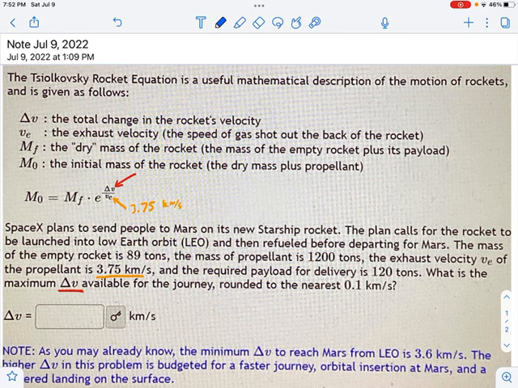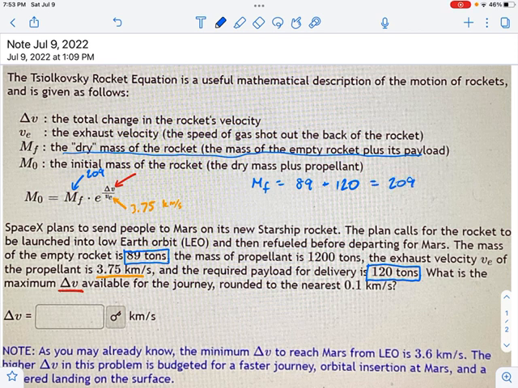Let's focus on what M_F is. This is the dry mass of the rocket. Okay, and that is the mass of the empty rocket shell plus whatever it's carrying up into space. Now, the empty rocket shell I see here is 89 tons. And the mass of whatever it's delivering up into space is 120 tons. So that means, in this example, M_F is 209, right? M_F, the final mass of the rocket, is going to be the initial weight of just the empty rocket plus the mass of the payload. Okay, so that's 209.